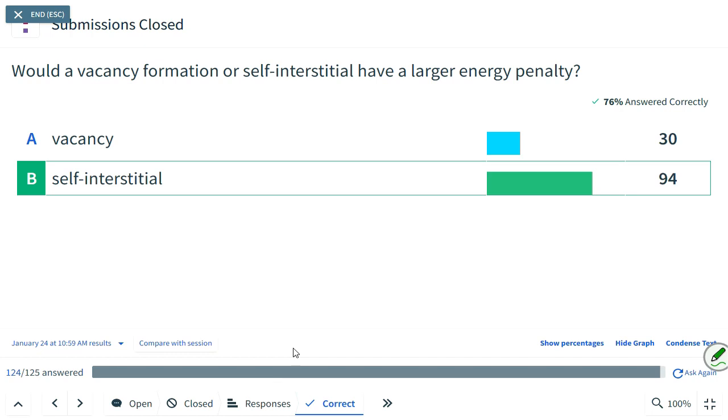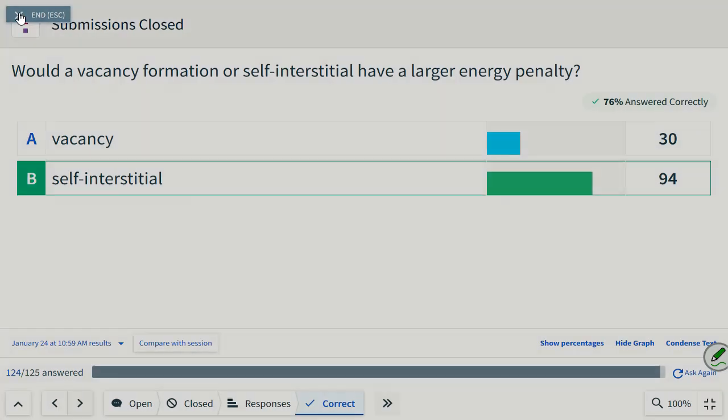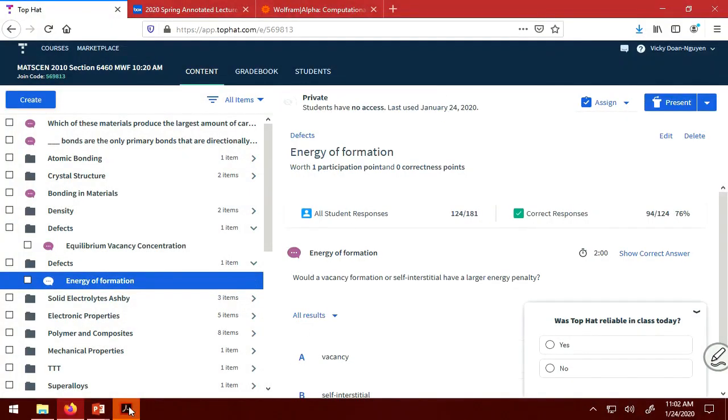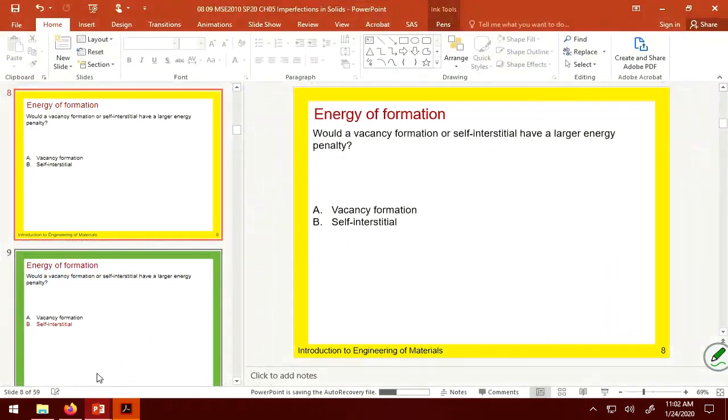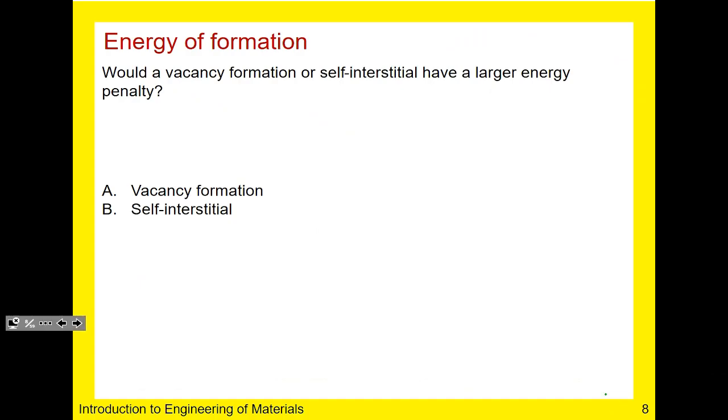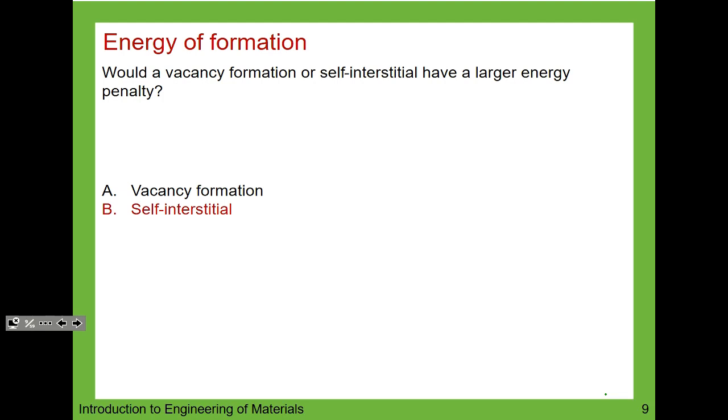Okay, so about 76% of you answered this correctly. So let's talk about it, because there are still 30 people that did not answer this correctly. Let's talk about it in terms of the bond energy curve. Where are you in terms of the bond energy? So who answered B and would like to share their reasoning?